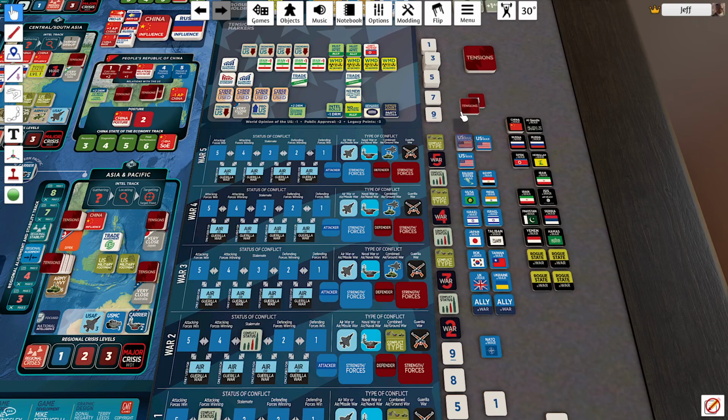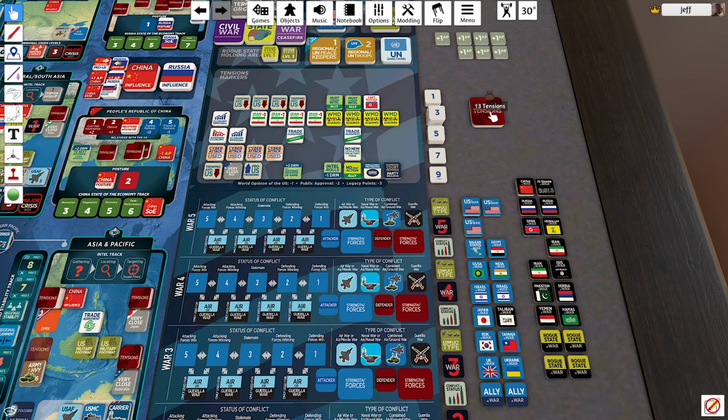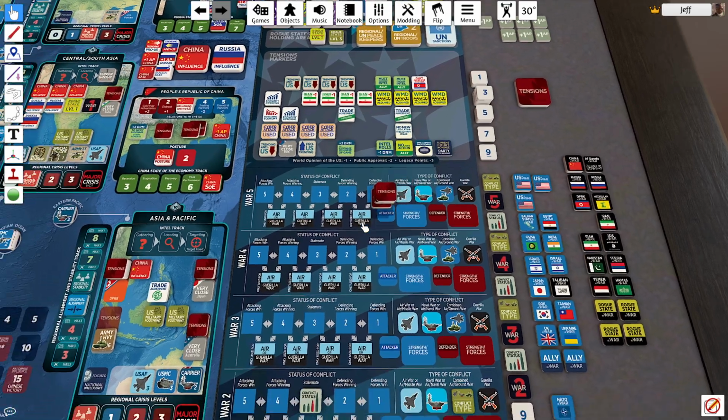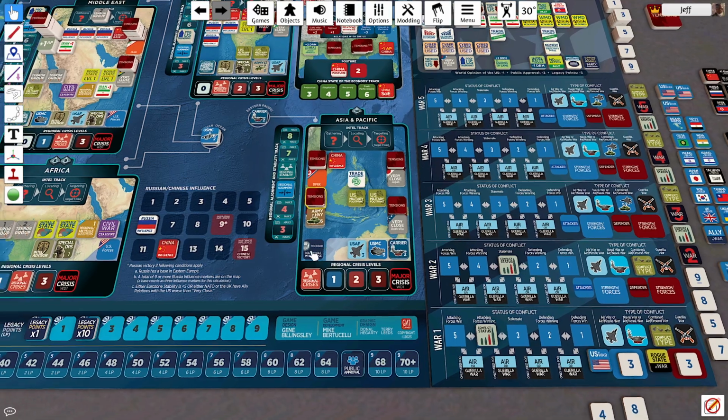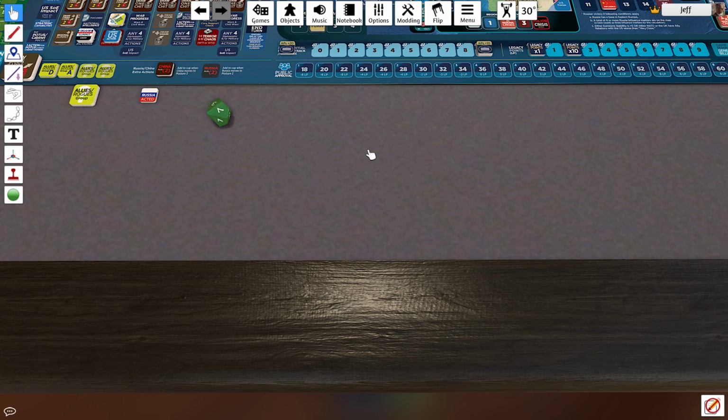1, 2, 4, 5, 6, 7, 7. 1, 2, 3, 4, 5, 6, 7, 8 of them. So, shuffle, shuffle. 1, 2, 3, 4. So they get a +7. That makes it 10.